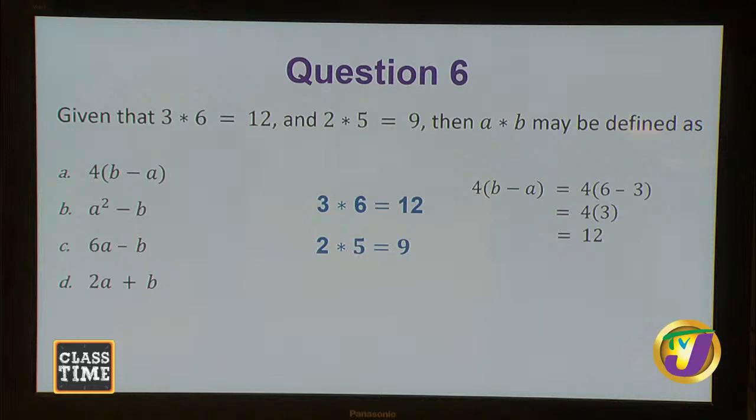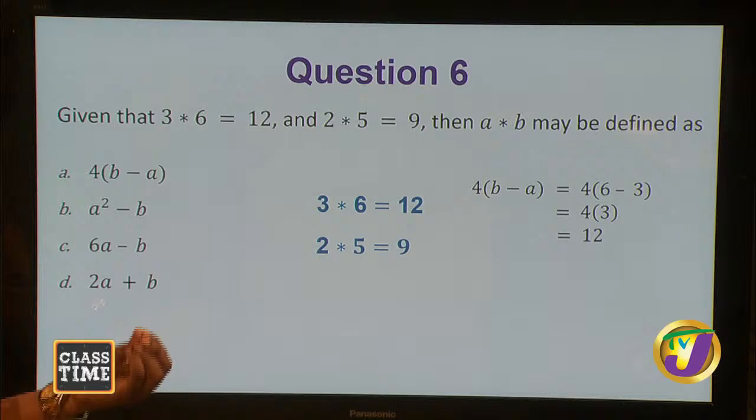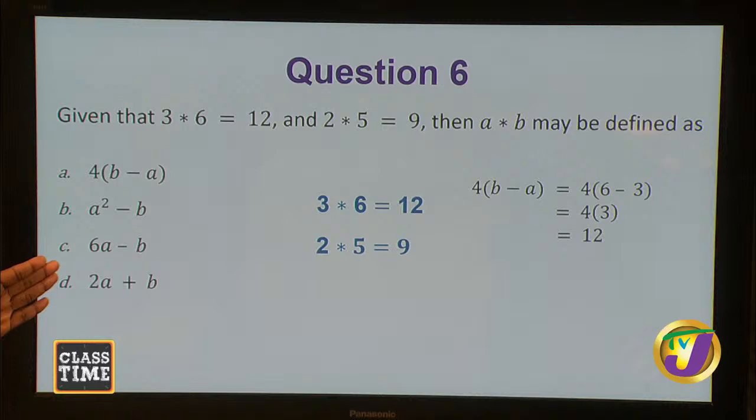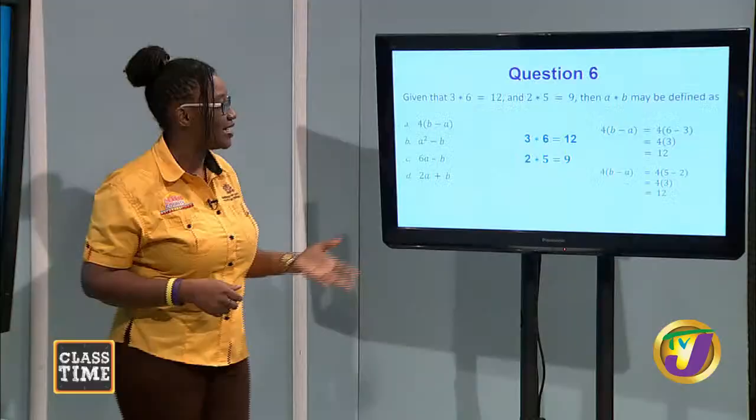The first one says 4 multiplied by B subtract A. So all we're doing here, Latoya, is filling in the values for B and A and working it out. Having done the substitution, we're seeing that the result of what's in the bracket is 3, and of course, 4 multiplied by 3 is 12. So it actually worked for the first one. But can I select it for the answer? No, because it has to work for both. So let's test it for the second one.